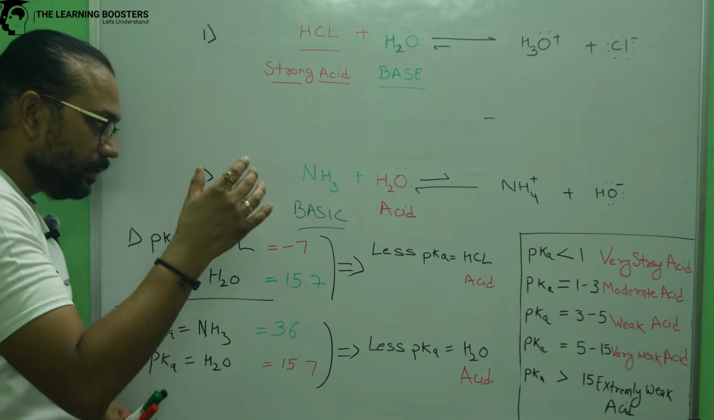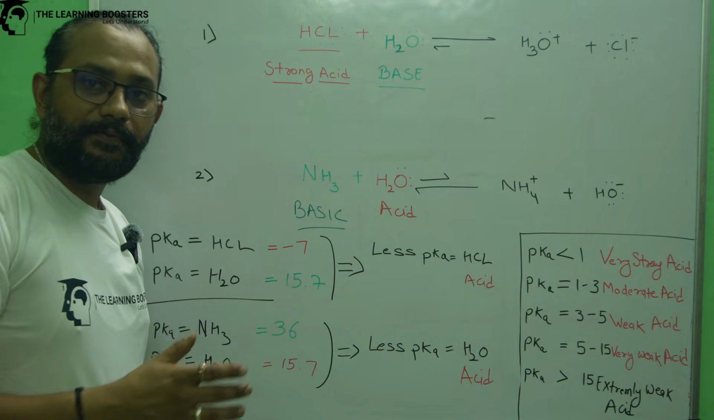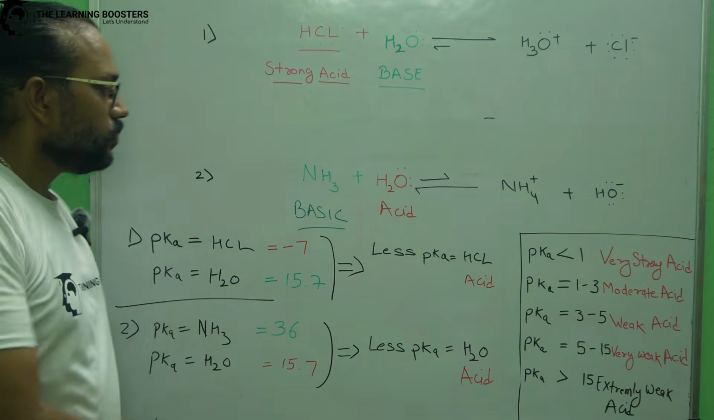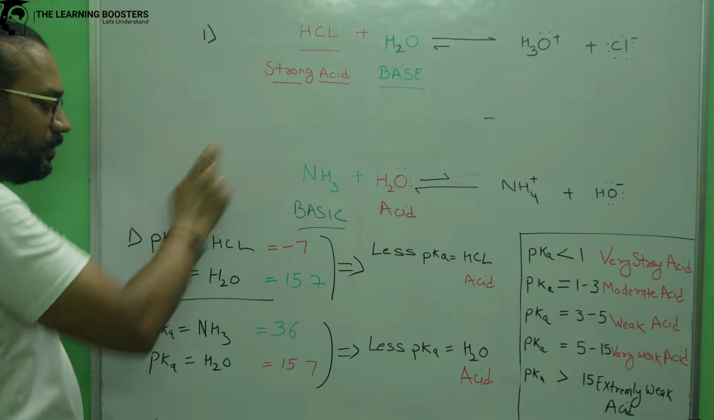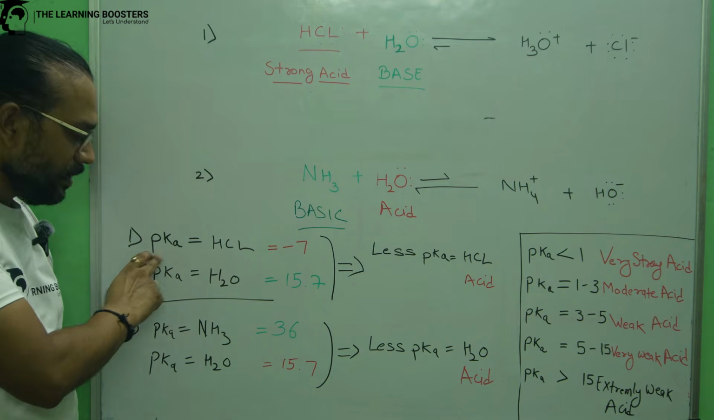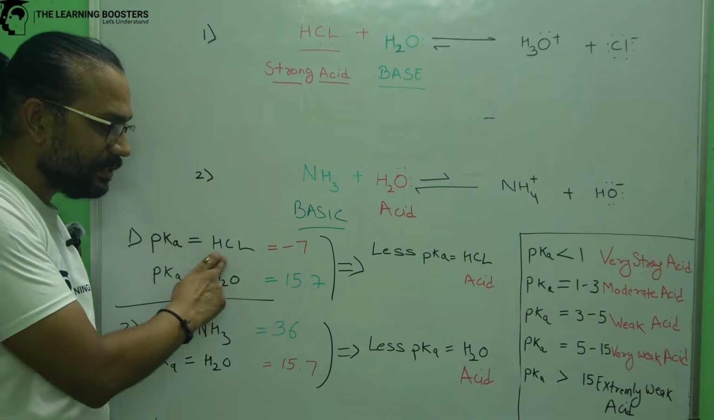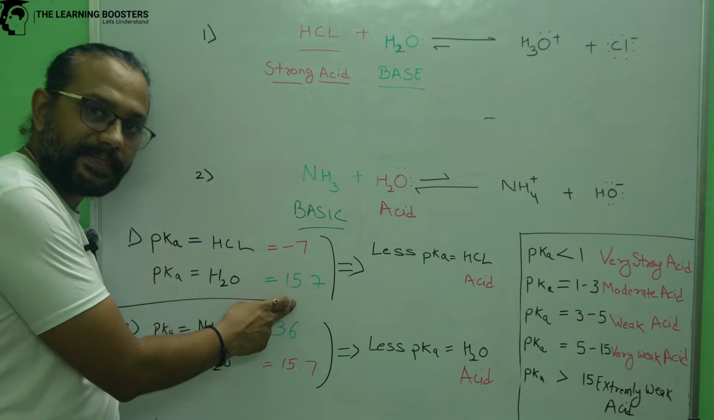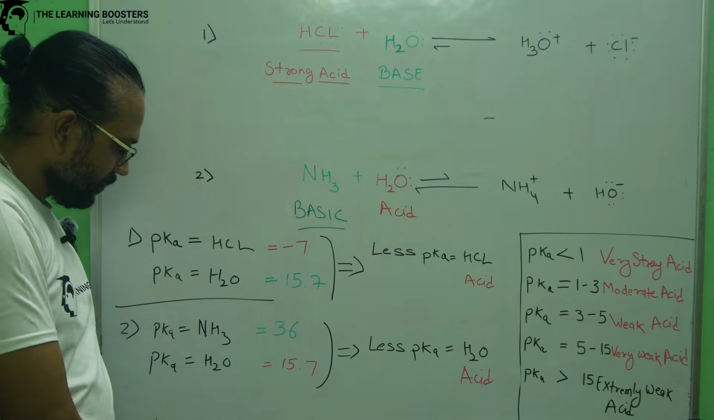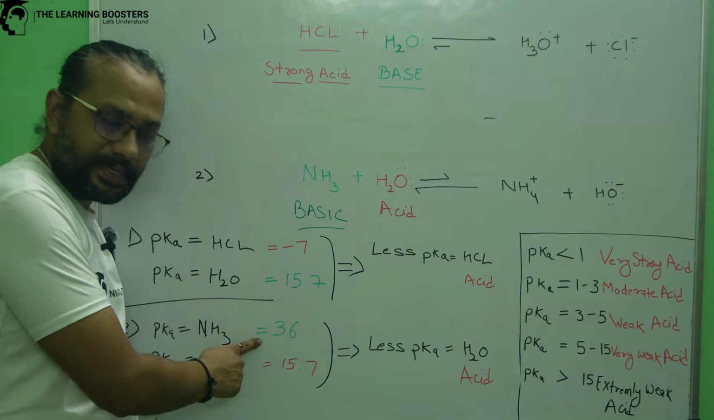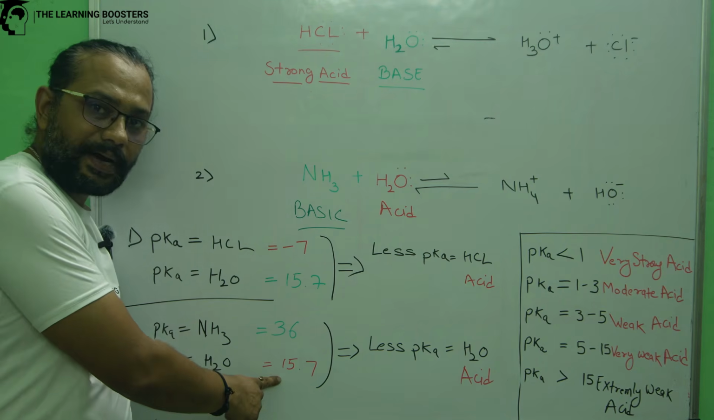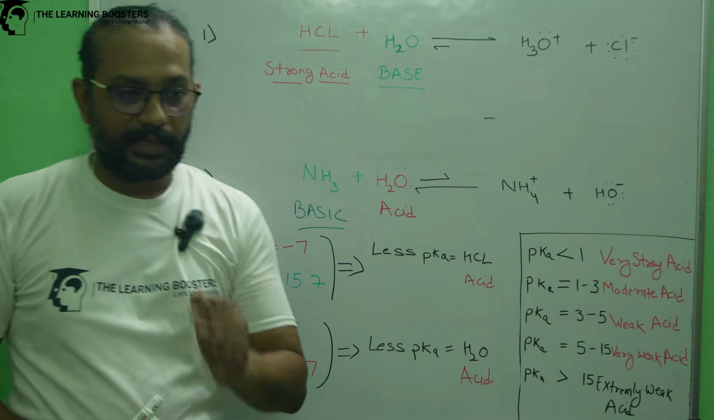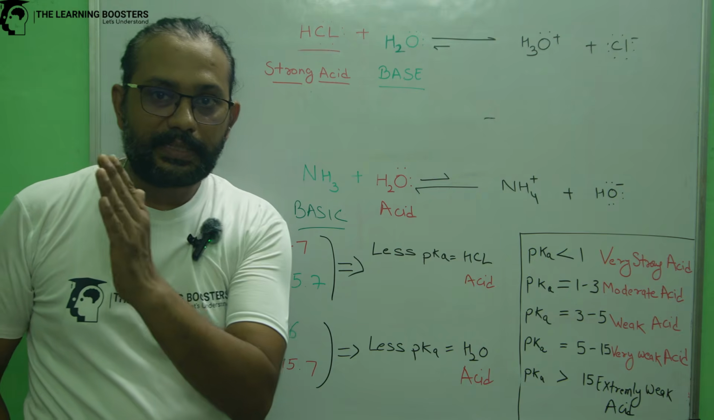Now the thing lies in the pKa value. In the last lecture we have discussed the pKa value also. If we check the first reaction, the pKa value of HCl is -7, and the pKa value of water is 15.7. Similarly, in the second reaction, the pKa value of ammonia is 36 and the pKa value of water is again 15.7.